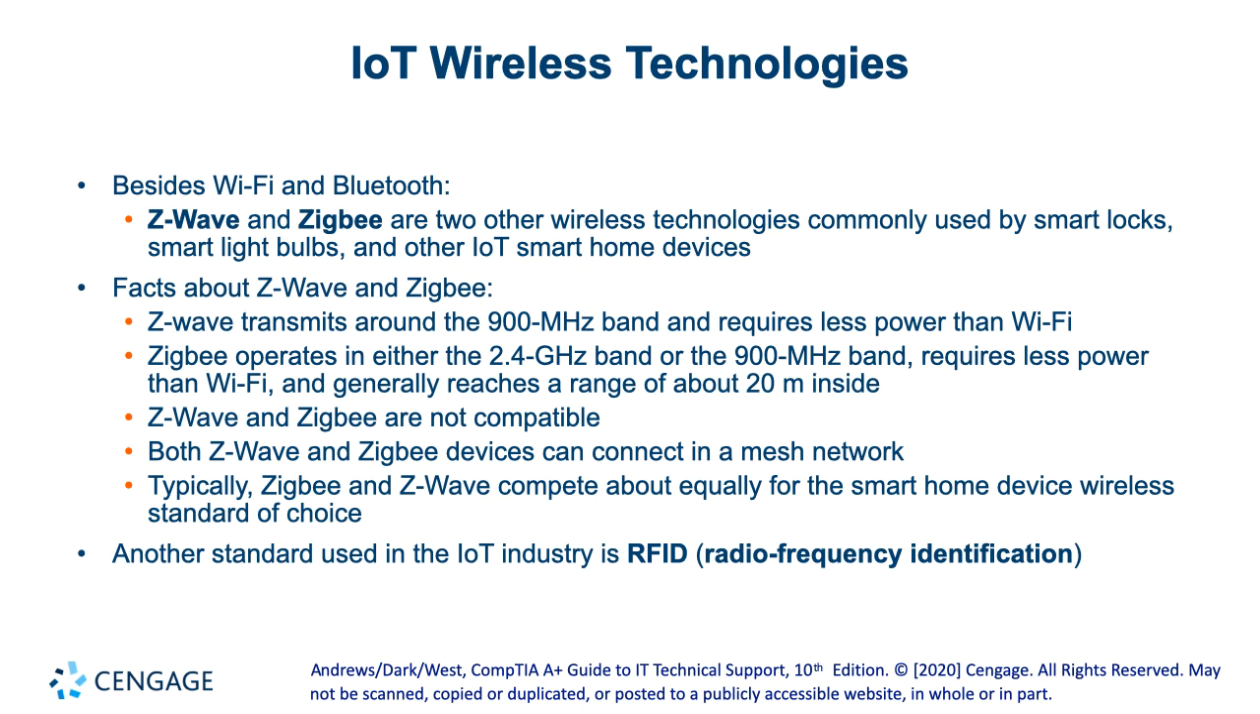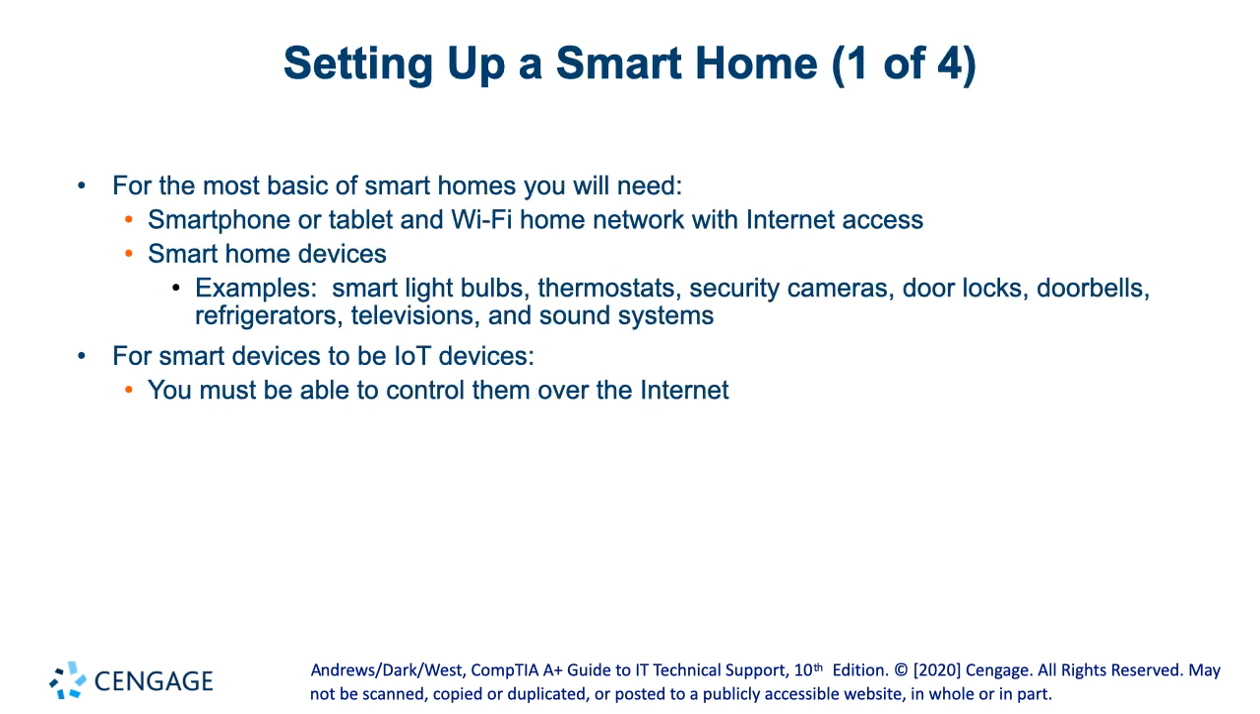Another standard used by the Internet of Things is RFID, or radio frequency identification. This is how a lot of companies can take automatic inventory of their products and things like that, and know where it's located with these RFID tags.